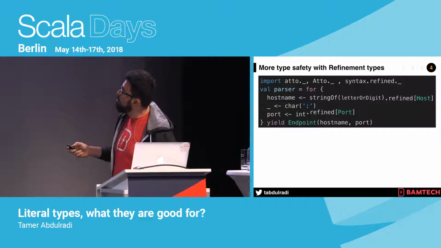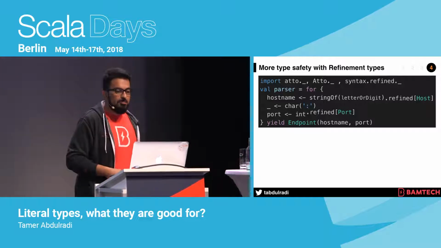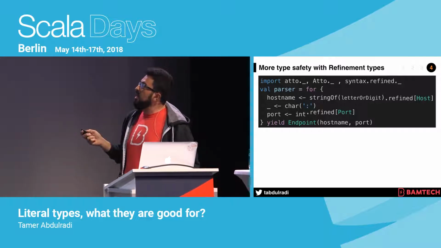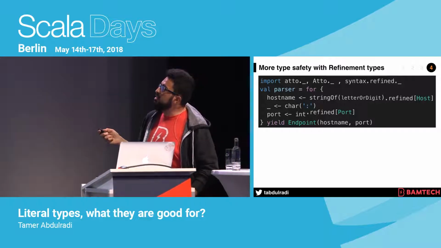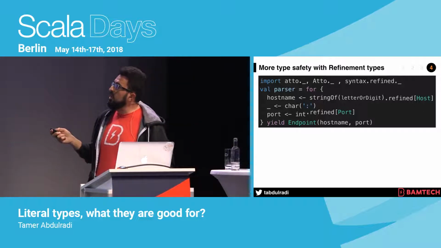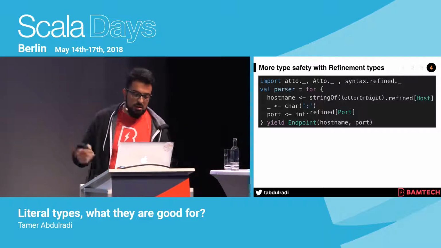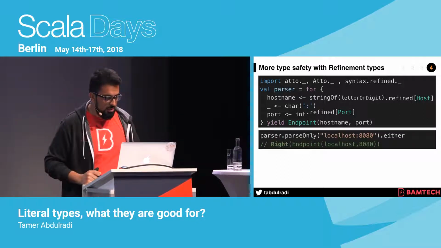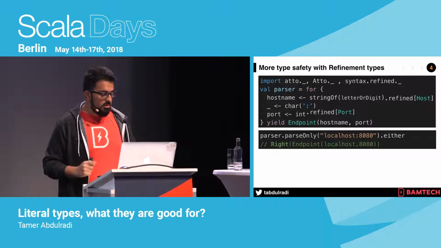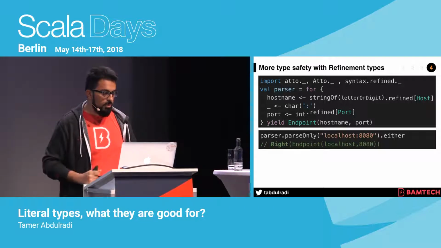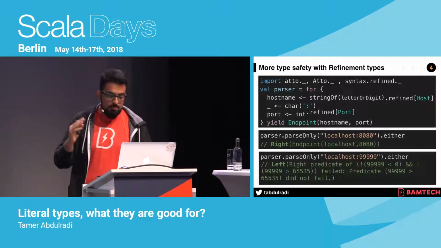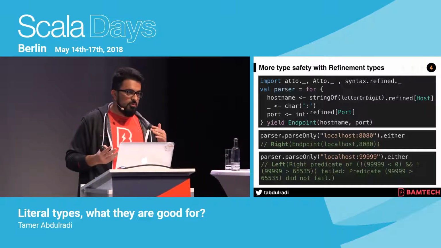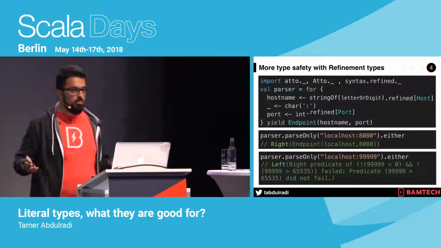This recent integration allows us to just put the restrictions here as type parameters. Then you'll get your refinement types here as output of the parser. So parsing a correct port gives us the instance of Endpoint with the refinement types. If you pass something wrong, you will get the same error message you got from Refined, but this time it's part of the bigger parser.